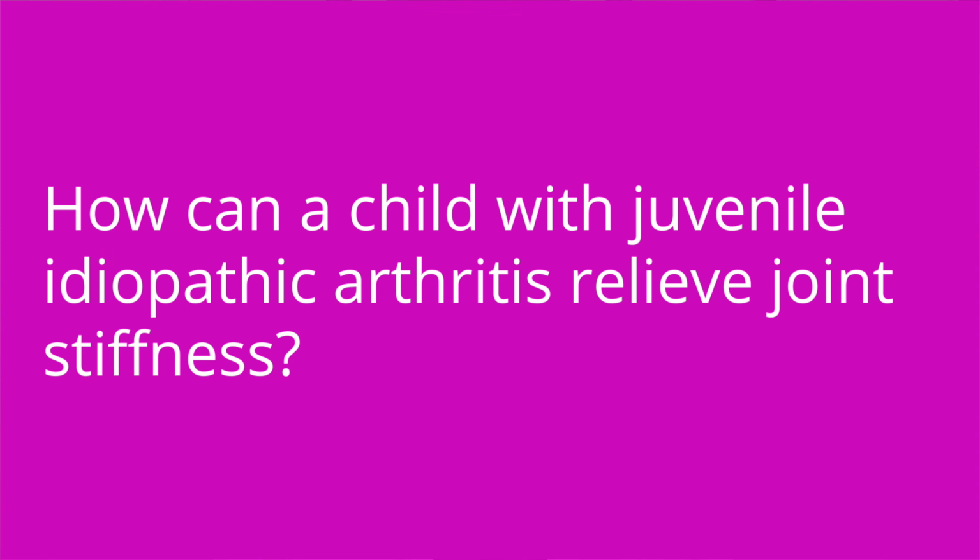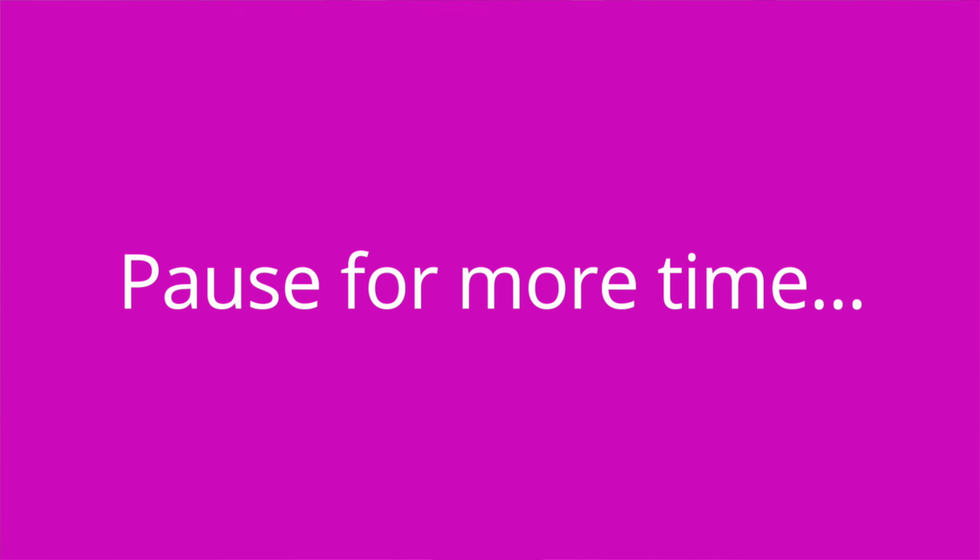All right, it's quiz time. Who's excited? I've got 3 questions for you. Question number 1. How can a child with juvenile idiopathic arthritis relieve joint stiffness? The answer is with moist heat, such as a warm shower.